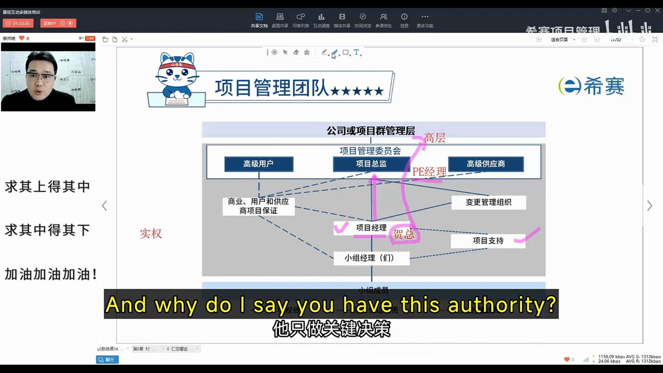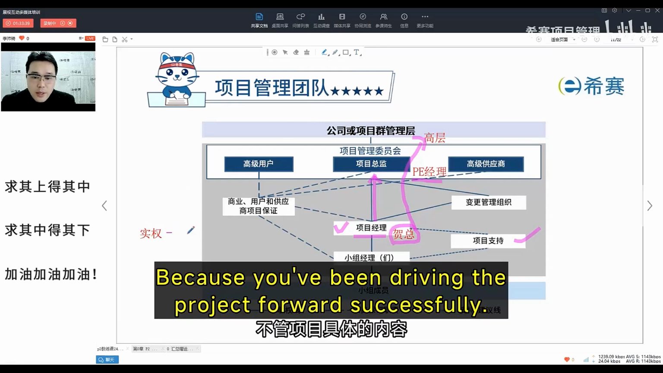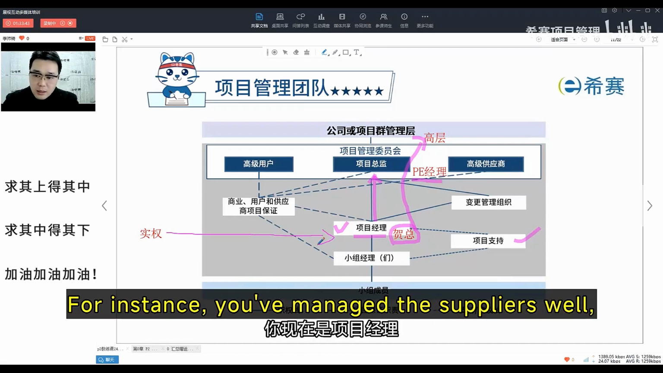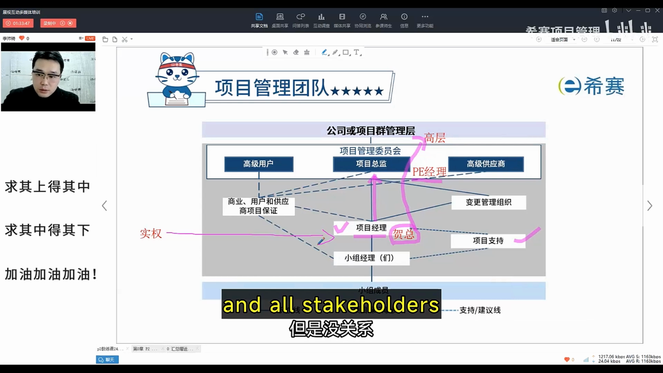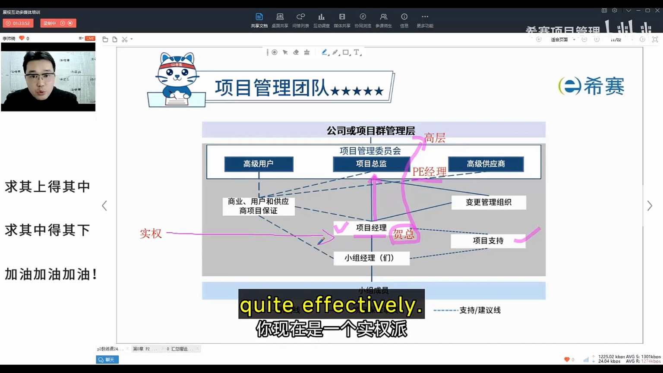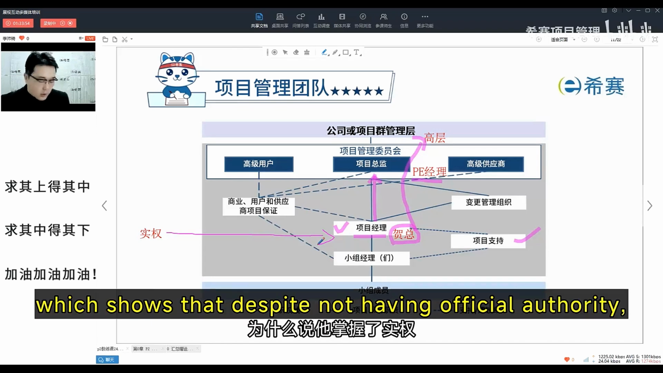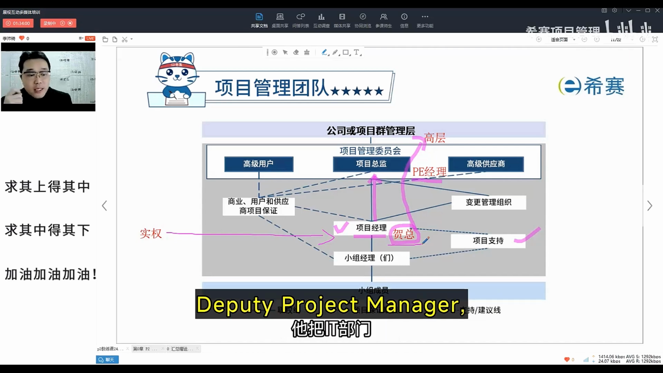And why do I say you have this authority? Because you've been driving the project forward successfully. For instance, you managed the suppliers well. He's managed the IT department and all stakeholders quite effectively. The project's moving along nicely, which shows that despite not having official authority, you're the one calling the shots. We could give you the title Deputy Project Manager.